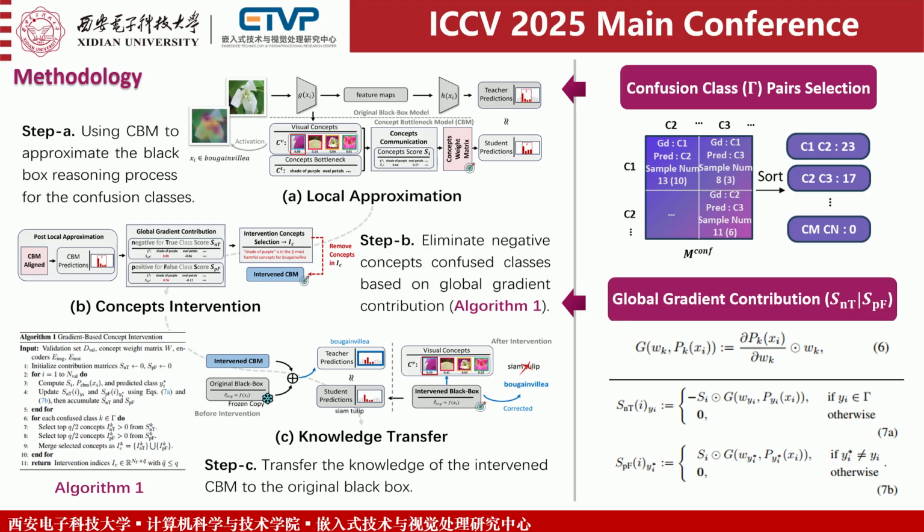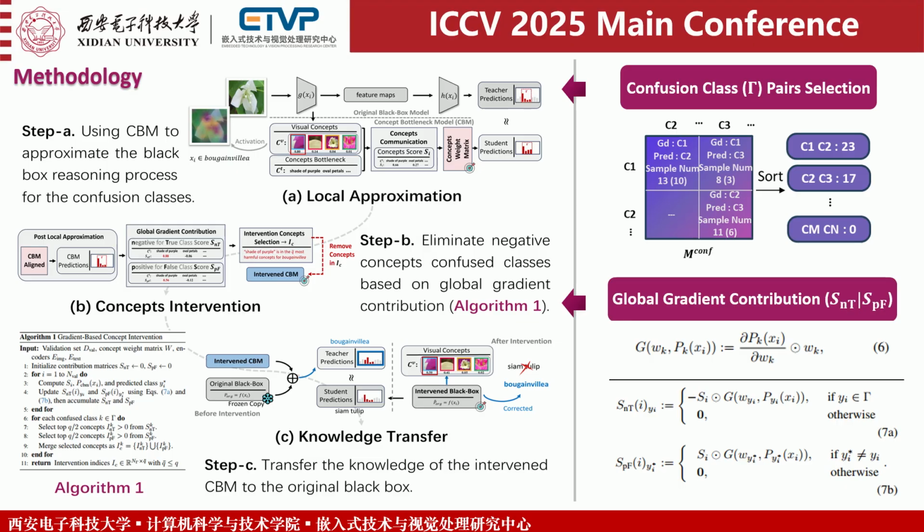category. After obtaining the approximate concept bottleneck structure, Step B screens out concepts that have a negative effect on true category prediction according to the concept scores SNT and SPF based on the global gradient contribution and intervenes to obtain the intervened concept bottleneck model. The detailed calculation process of SNT and SPF is shown in the formula on the right, and the specific calculation process is shown in Algorithm 1.